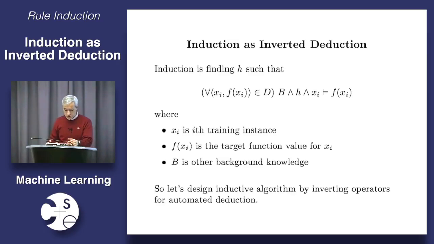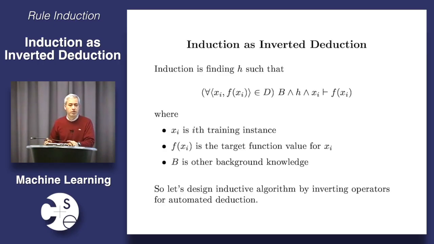Okay? So now here's what I want my hypothesis H to do. I want that for every example and its class in my data, D represents my data set, right? In general, of a database, right? The background knowledge together with my hypothesis and the example, they allow me to derive, this little turnstile means derives, they allow me to logically derive, they allow me to logically prove that f of xi. You see what I'm saying here?